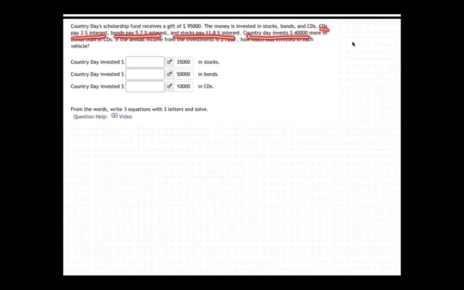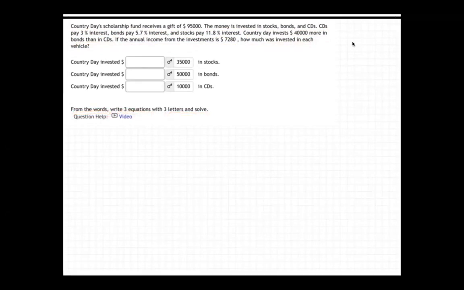Country Day invests 40,000 more in bonds than in CDs. If the annual income from the investments is 7,280, how much was invested in each vehicle? It says from the words, write three equations with three letters and solve.